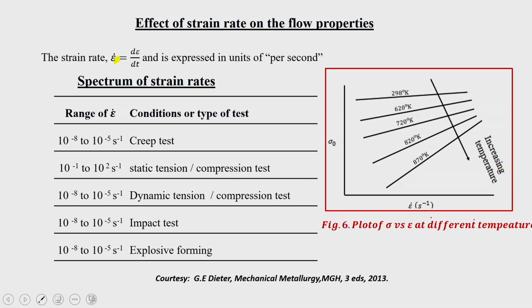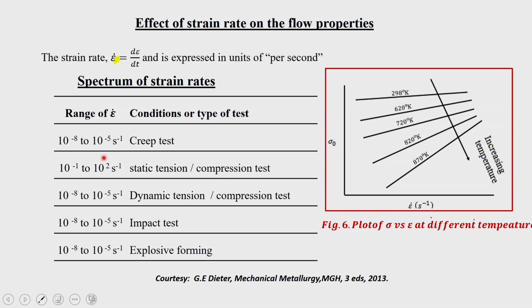But if the strain rate varies from 10 to the power minus 1 to 10 to the power 2 per second, it corresponds to a static tension or a static compression test, which you always do on a static machine. Just loading it so that it is strained, and measuring the load versus the specimen gauge length extension. So that corresponds to a static tension test or a static compression test condition.